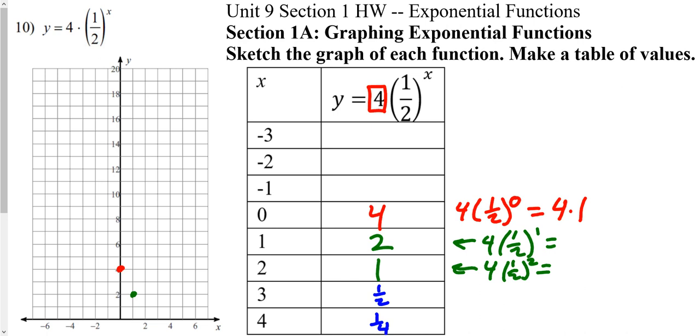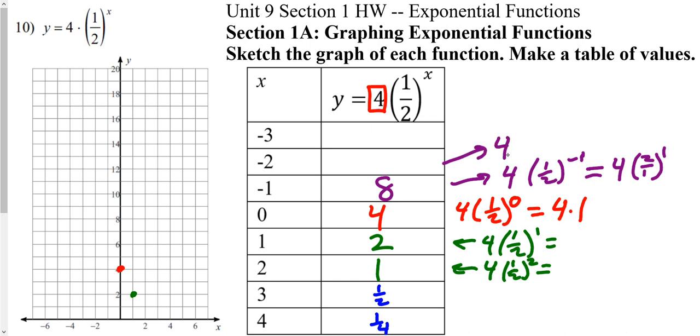If we try -1, that would be 4 times 1/2 to the -1st, which is, remember that negative exponent flips that fraction upside down, or 2 over 1 to the first, so it's just 4 times 2 is 8. When we do this one here, it would be 4 times 1/2 to the -2, which is 4 times 2 over 1, because the negative flips it, so it'd be 4 times 4, or 16. If we try -3, we end up getting 32.